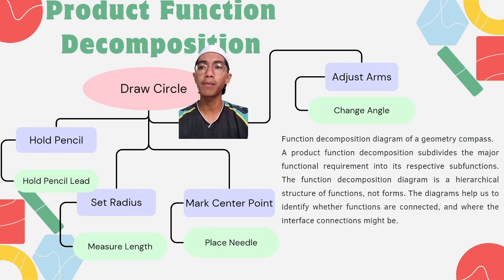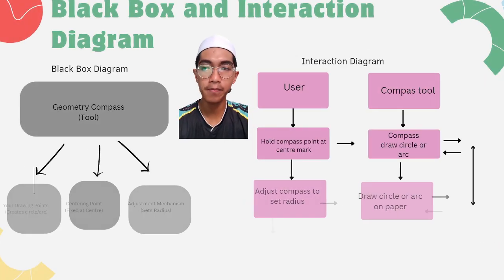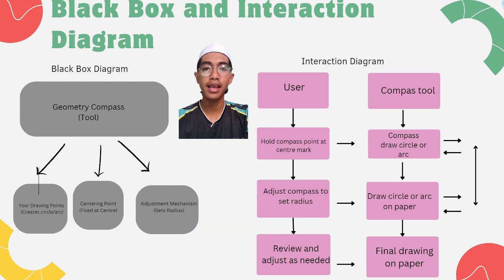This diagram shows the black box and the interaction diagram. As we can see, the black box diagram of the geometric compass tool shows three parts. The first one is the drawing point, then the centering point, and the last one is the adjustment mechanism to set the radius.